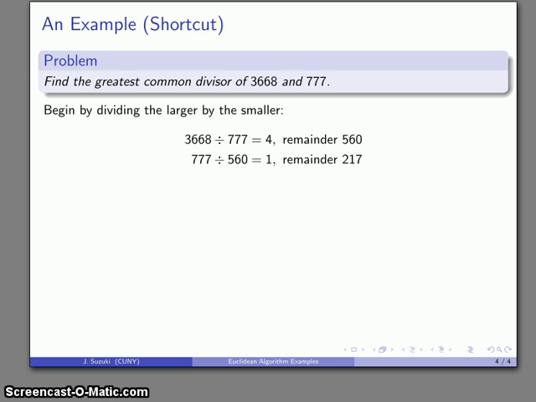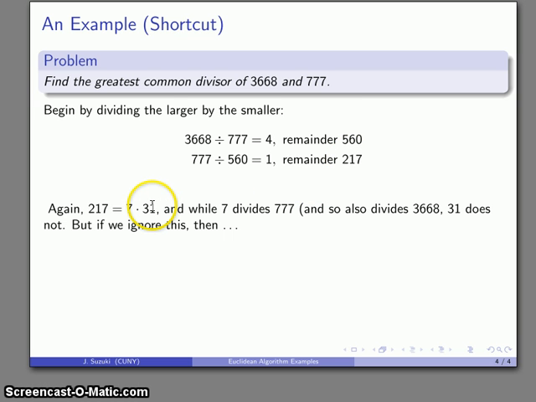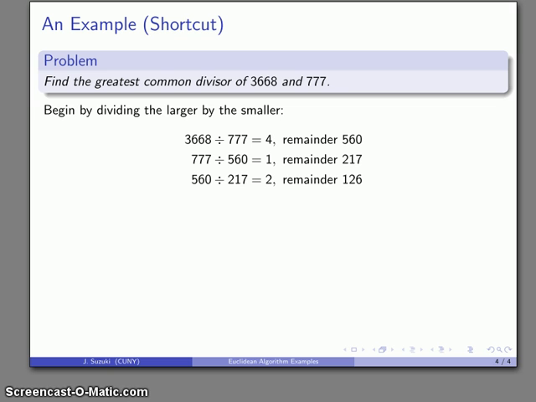And again, we can consider this remainder 217 is 7 times 31 and make the same observation. 7 does divide this, so it also divides this. 31 doesn't divide 777, so can't include 31 in any common divisor of the two numbers. And again, if we didn't want to factor 217, or if we found it too difficult to factor, we can continue to apply the Euclidean algorithm. Again, old divisor becomes new dividend, old remainder becomes new divisor, and I get to my next step.